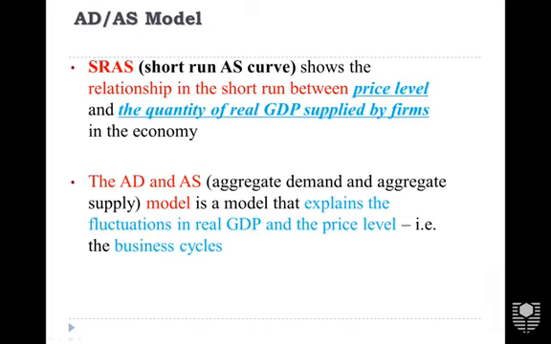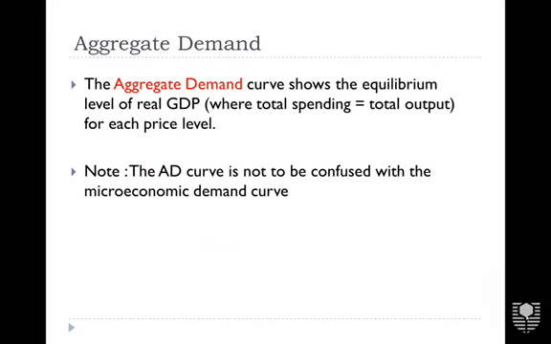And when you take aggregate demand and aggregate supply together as a model, this would be a model that explains the fluctuations in real GDP and the price level, that is the business cycles. What happens to real GDP when the prices increase and when the prices decrease. I've already discussed this, and the note is the aggregate demand curve is not to be confused with the microeconomic demand curve. Though I told you that you can use that understanding here, never assume that both are the same, they are different.